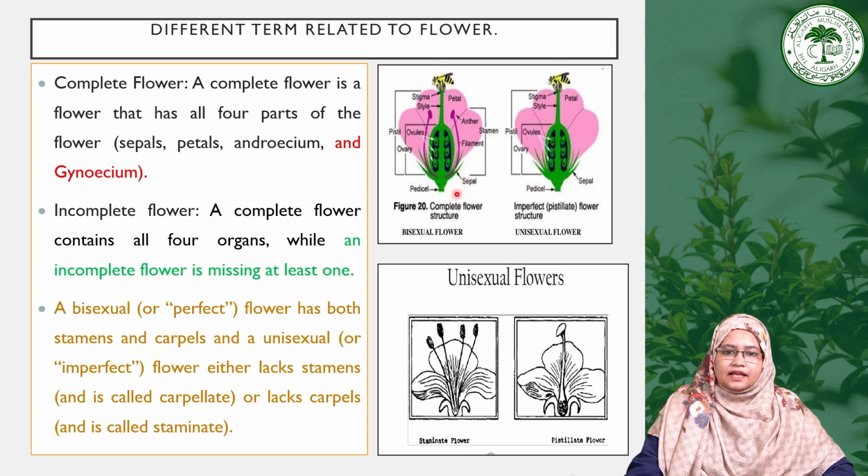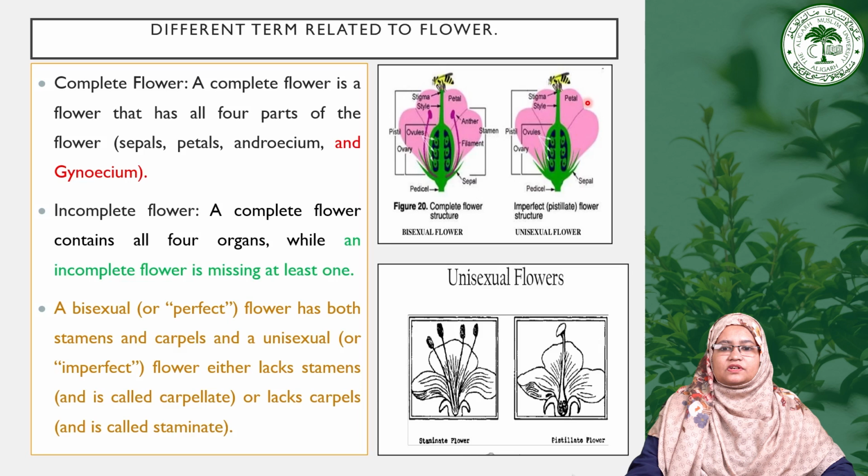It has a calyx, corolla, stamens as well as gynoecium. So it is a bisexual flower with all the accessory organs, that is calyx and corolla, and that is called a complete flower. And an incomplete flower is one in which any one of the accessory organs is absent.